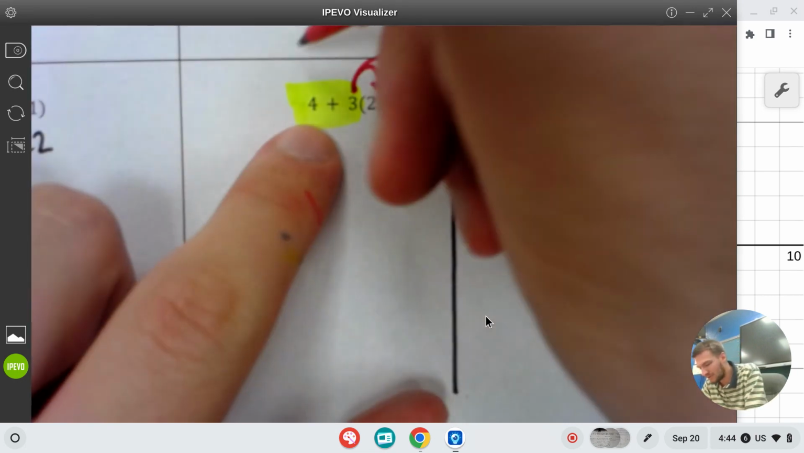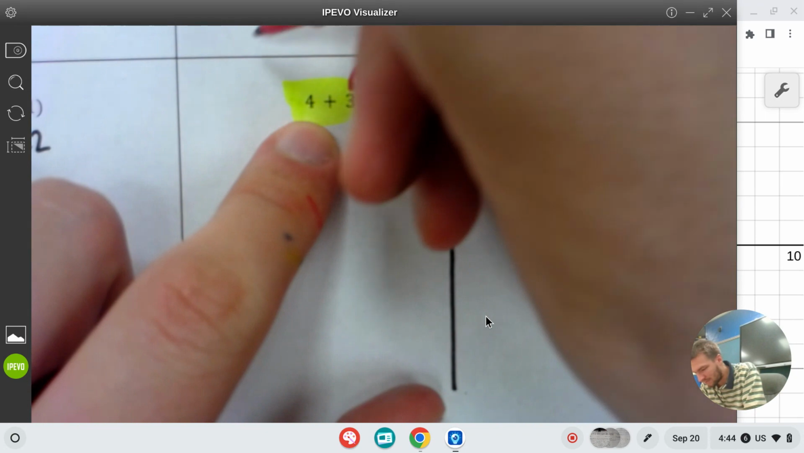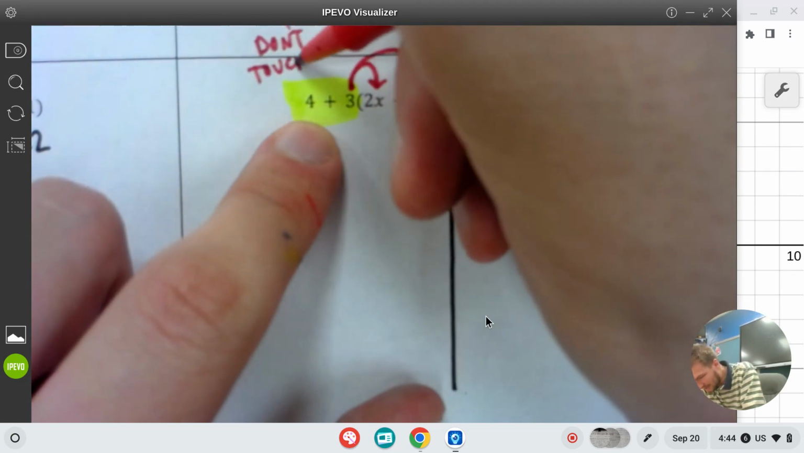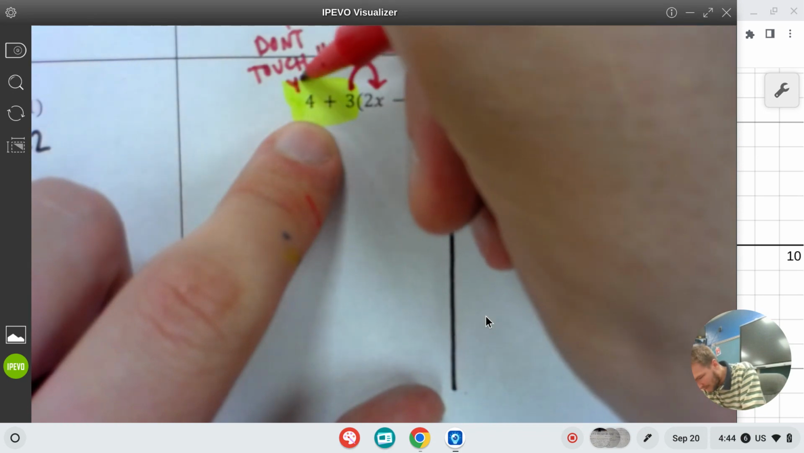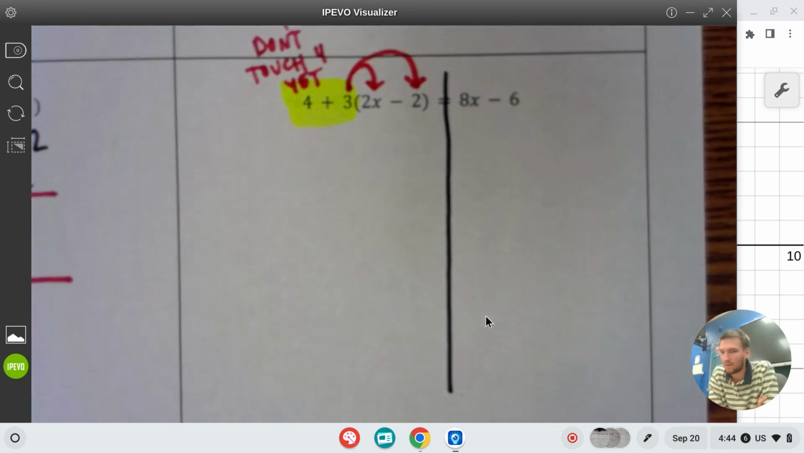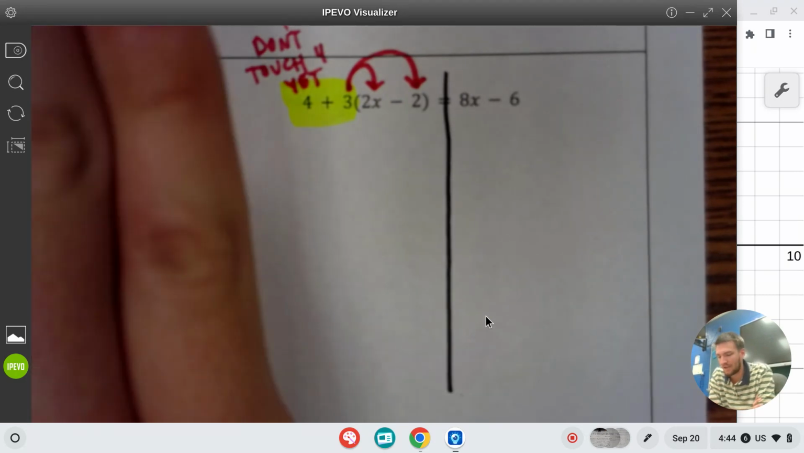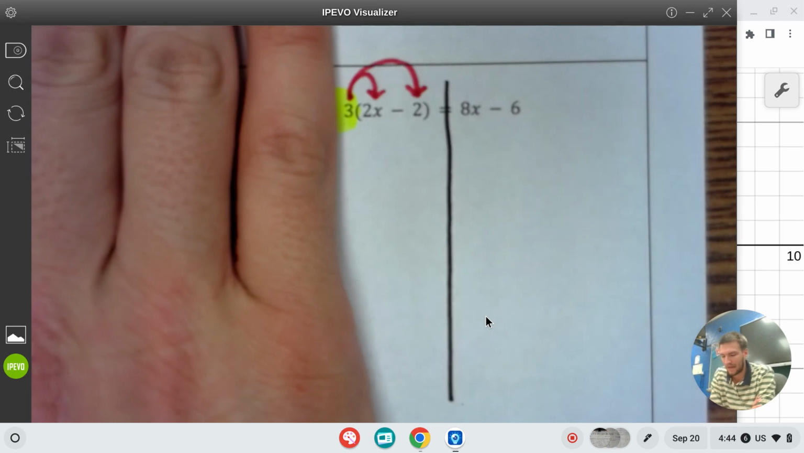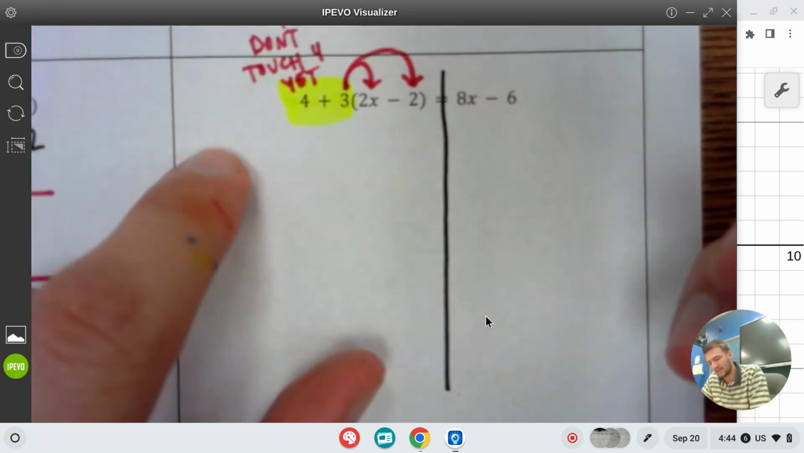We are not going to touch the 4, okay? Don't touch the 4 yet. Leave it alone. I don't like the 4, not yet, okay? First, we're going to do our distributing.